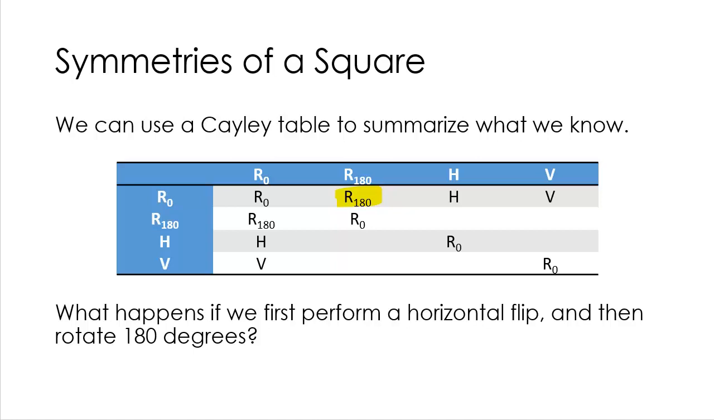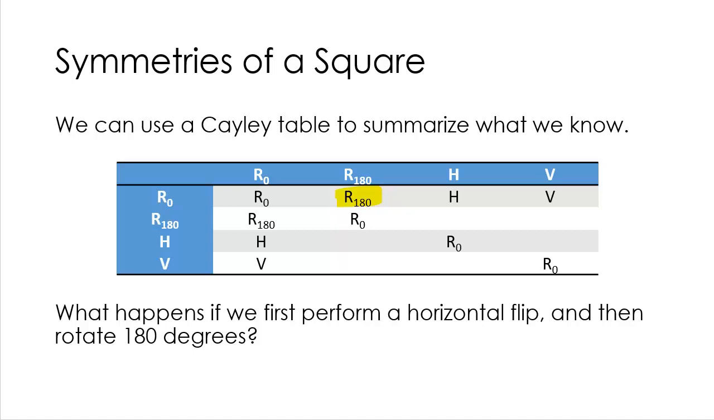Okay, but look, we've got kind of an identity row around the diagonal, because if first we rotate 180 degrees and then we rotate 180 degrees again, didn't we just rotate 360? And so we're back to the original, the R0. And same thing here. If we do a horizontal flip and then a horizontal flip again, we're back to where we started. Vertical flip and a vertical flip again, back to where we started.